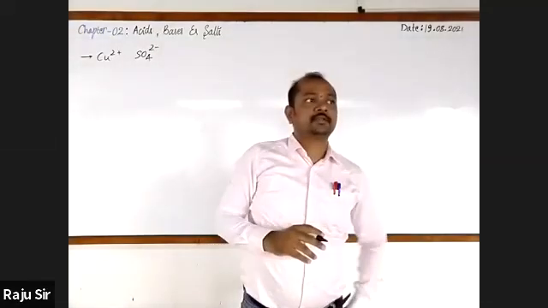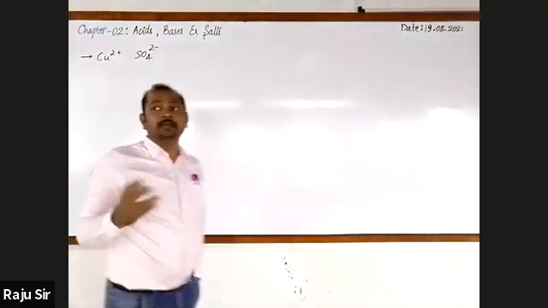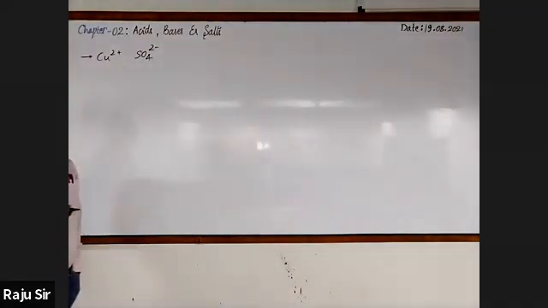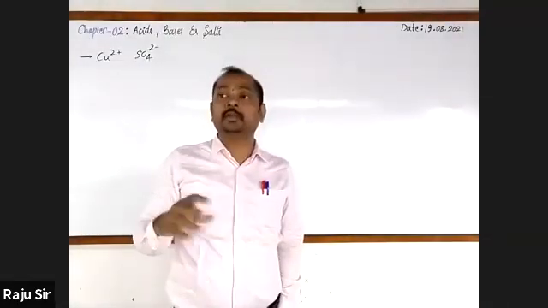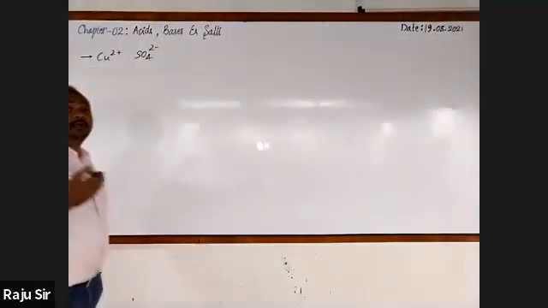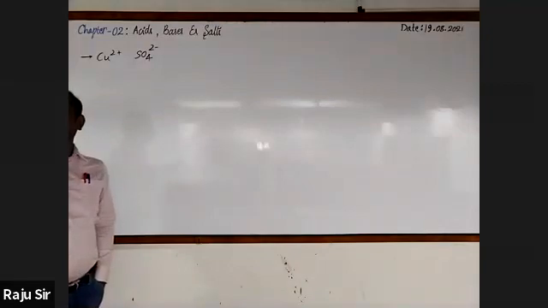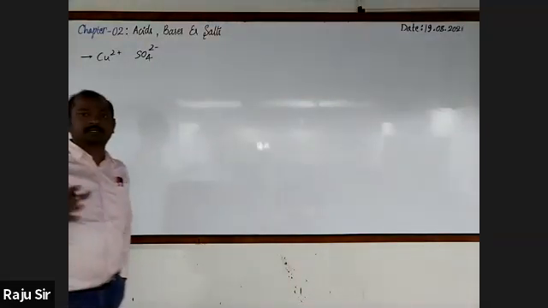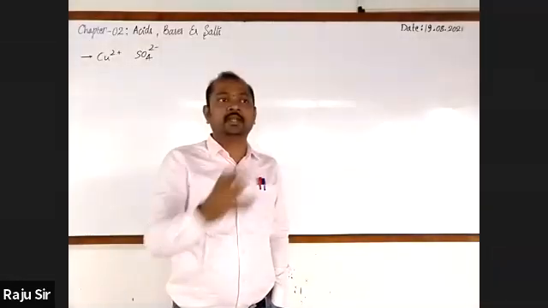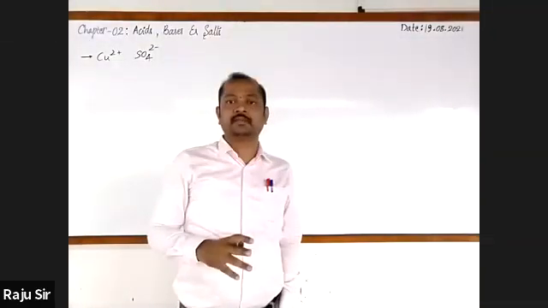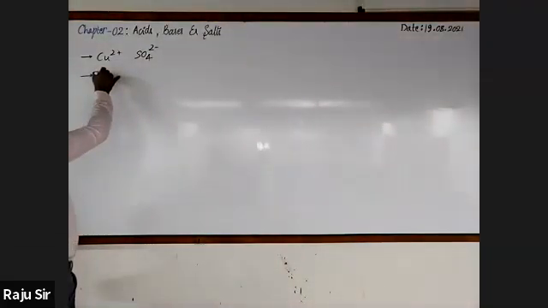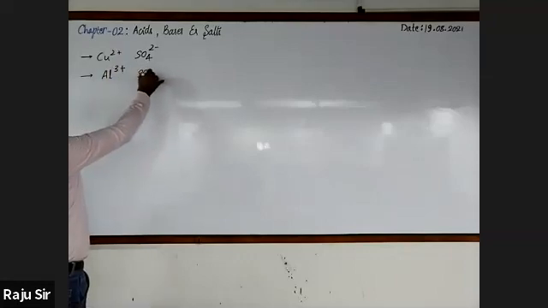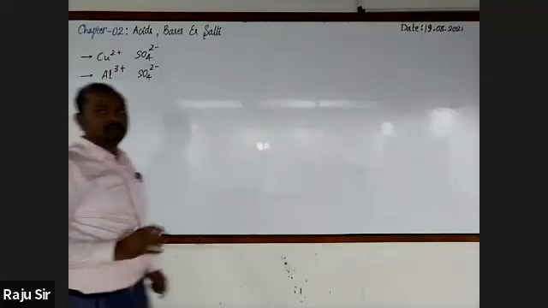Similarly, let me give you another: aluminum sulfate. When this aluminum sulfate is dissolved in water, it gets dissociated into its respective ions. One is aluminum ion, the second one is sulfate ion. Aluminum ion is Al3+, and sulfate ion is SO4 2 minus.